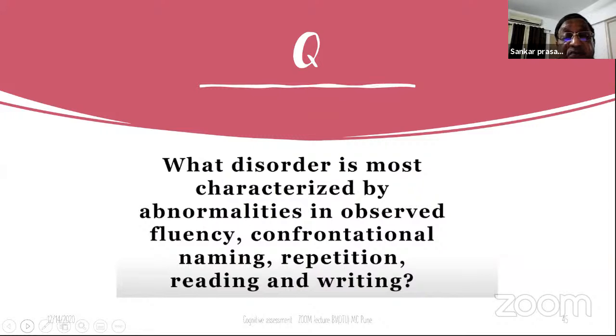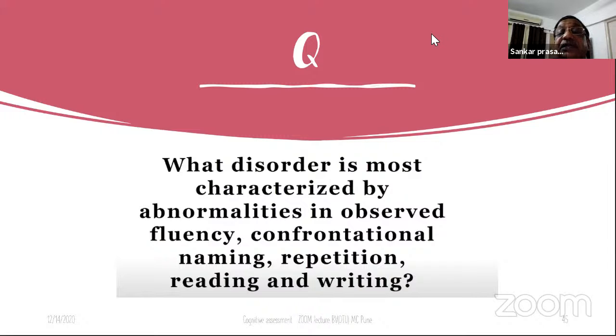Question: what disorder is mostly characterized by abnormalities in observed fluency, confrontational naming, repetition, reading and writing? What disorder is it? Dr. Reddy, somebody can answer this question. Dr. Kiran Reddy, yes, you can unmute and answer.